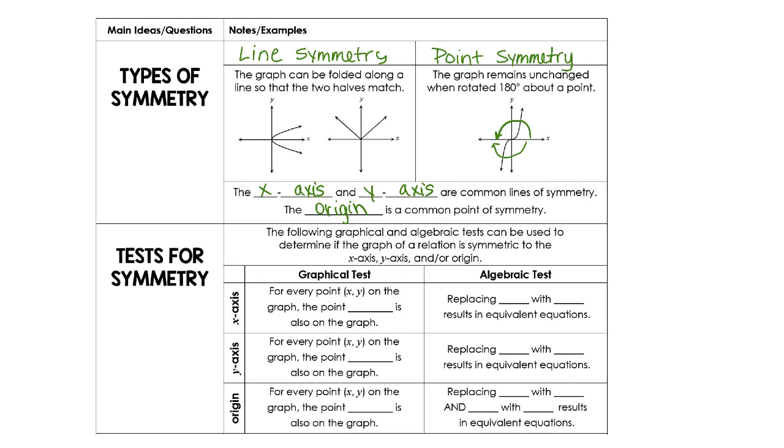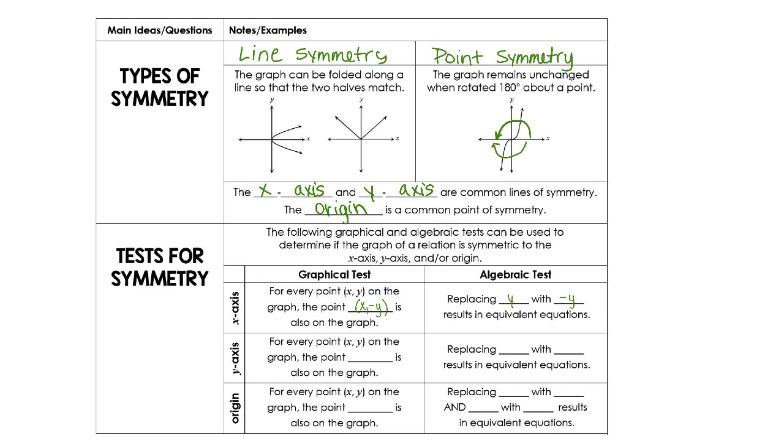Notice we have two different tests here, and we will be incorporating both of those, so be very careful with these. On the graphical test, for every point (x, y) on the graph, the point (x, negative y) is also on the graph. The algebraic test is that we replace y with negative y, and if we end up with equal equations, what we began with, then we have x-axis symmetry.